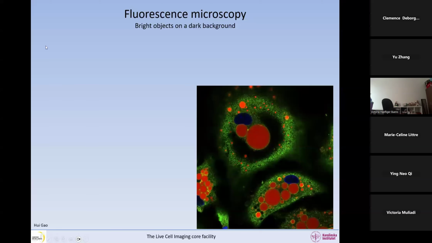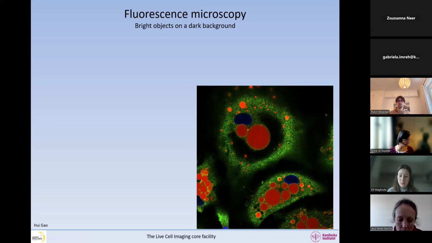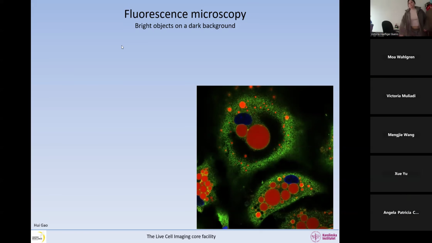I spoke about transmitted light microscopy, and now we're going to talk about fluorescence. Fluorescence is very different from transmitted light microscopy because now we have a bright object on a dark background. So in fluorescence, we have two types of lights involved, right? So we have two light sources.